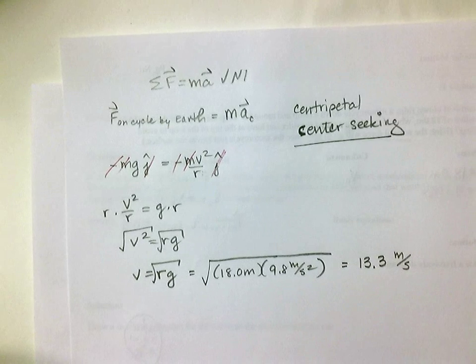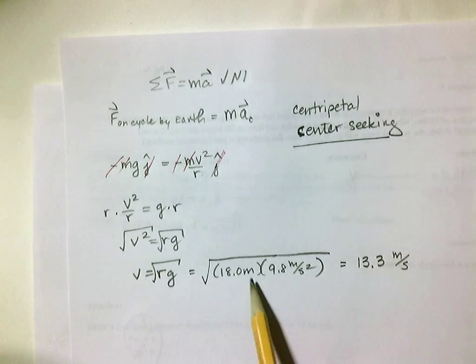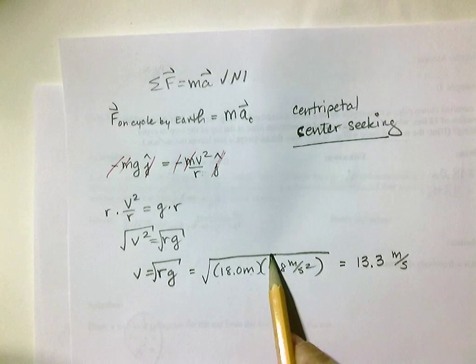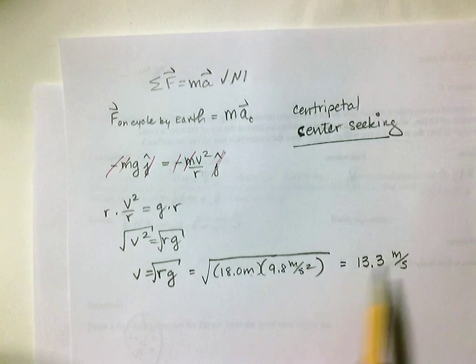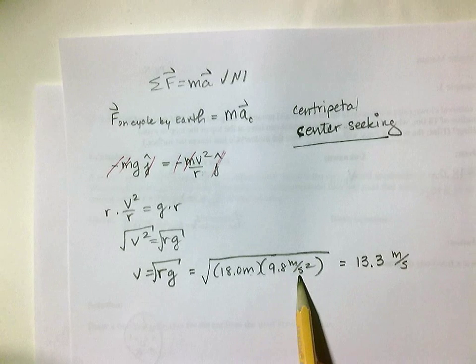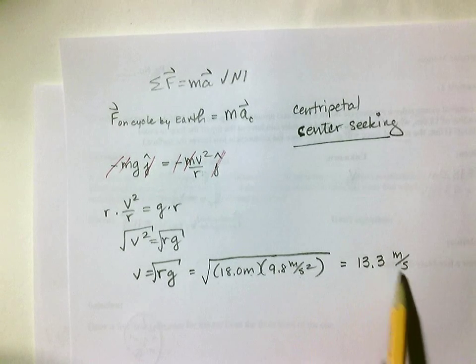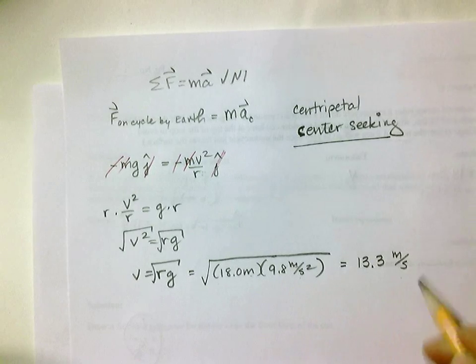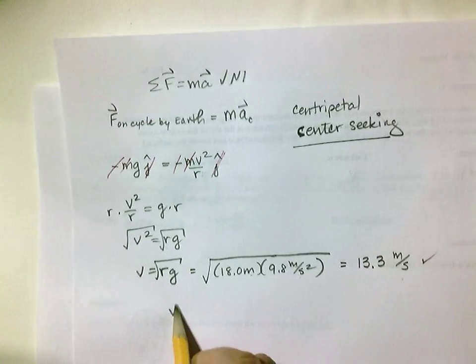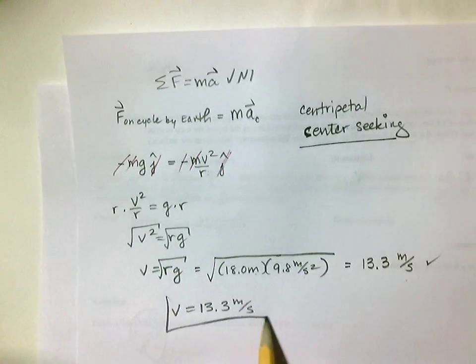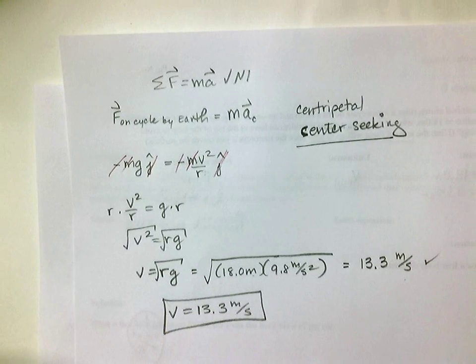Am I sure it's meters per second? Well, here I have a meter times a meter, which gives me meters squared. If I take the square root of that, that gives me a meter. Here I have seconds squared in the denominator. If I take the square root of seconds squared, I end up with 1 over seconds, which I have here. So the units check. So my answer is 13.3 meters per second. That's how fast the motorcycle has to go in order to make it around the loop.